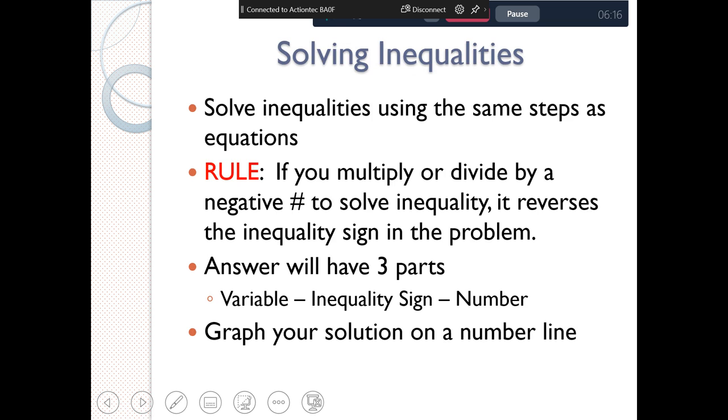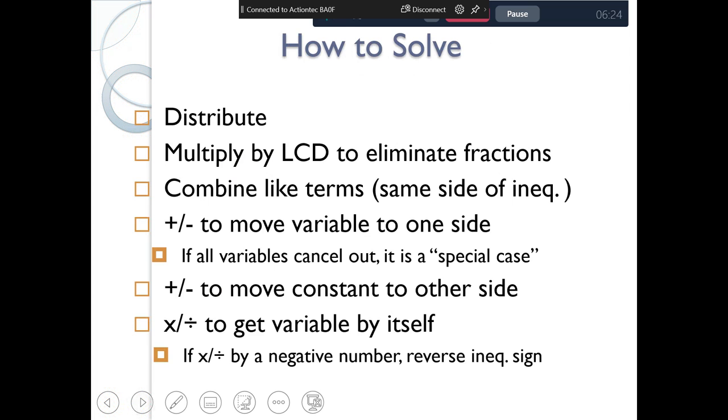All right, so when we're solving inequalities, we are going to use the same steps as solving equations. Those steps are on the next slide. Distribute, multiply by the least common denominator, combine like terms, and the same equal sign. Add or subtract the variable to one side. If we get our special cases, that's all real numbers or no solution. All real numbers is an identity, a true statement, and no solution would be a false statement.